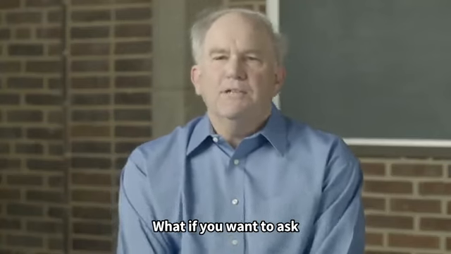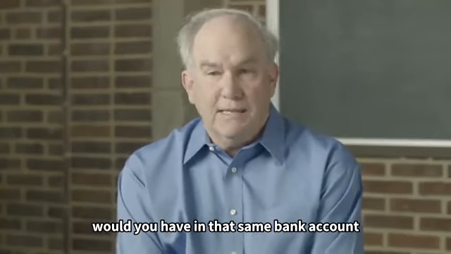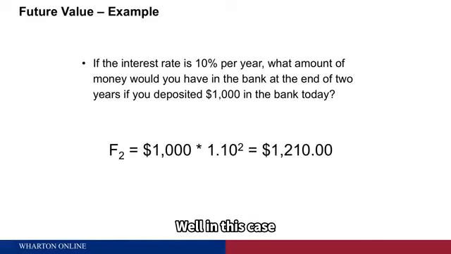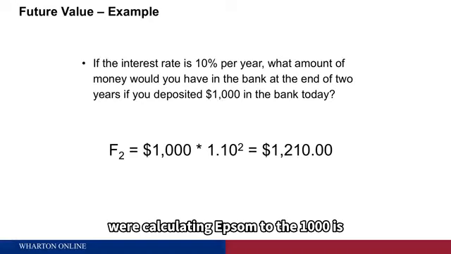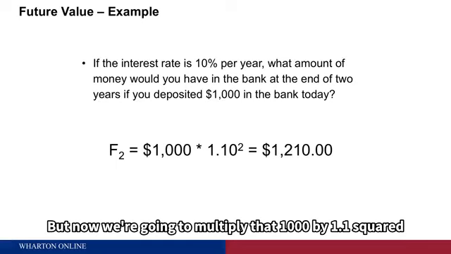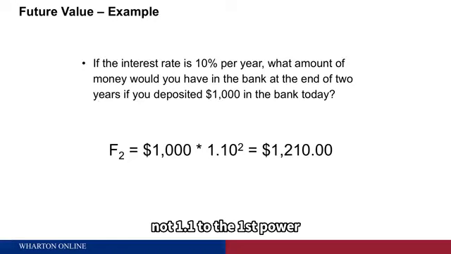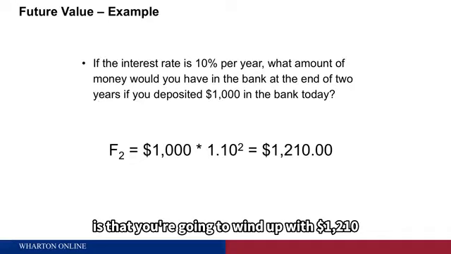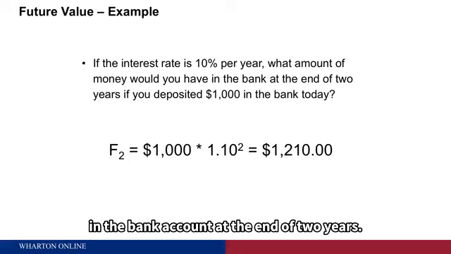Now, what if you wanted to ask what amount of money you would have in that same bank account if you left that money in there for 2 years? In this case, we're calculating F sub 2. The 1,000 is the same. That's the amount we're depositing today. But now we're going to multiply that 1,000 by 1.1 squared, not 1.1 to the first power, because we're letting that money sit in the bank for 2 years. When you do this calculation, you'll find that you wind up with $1,210 in the bank account at the end of 2 years.